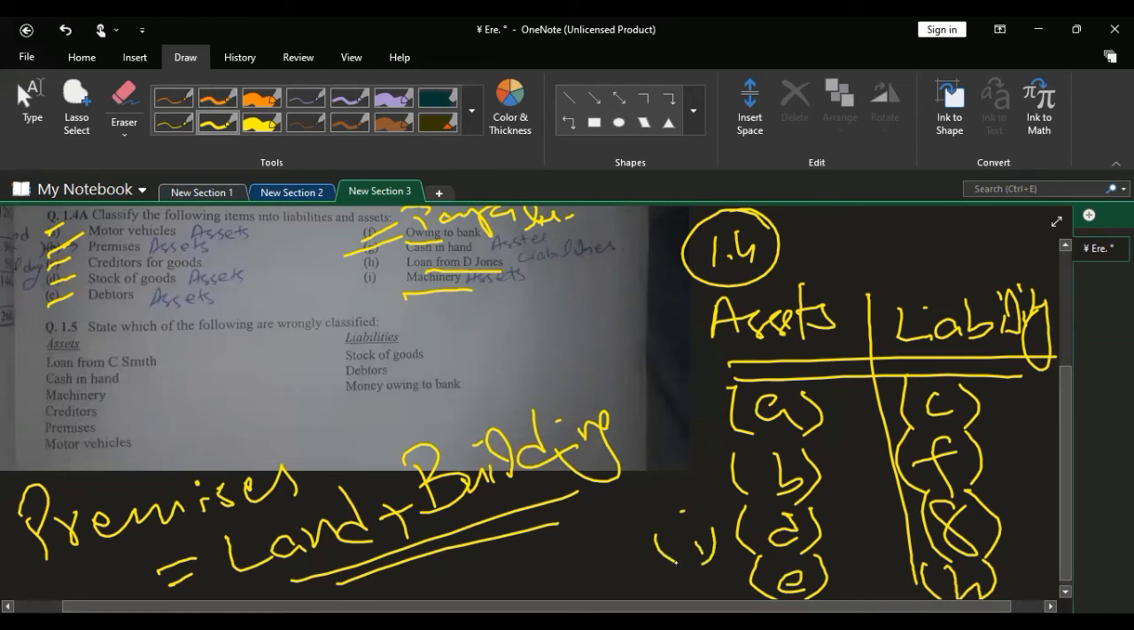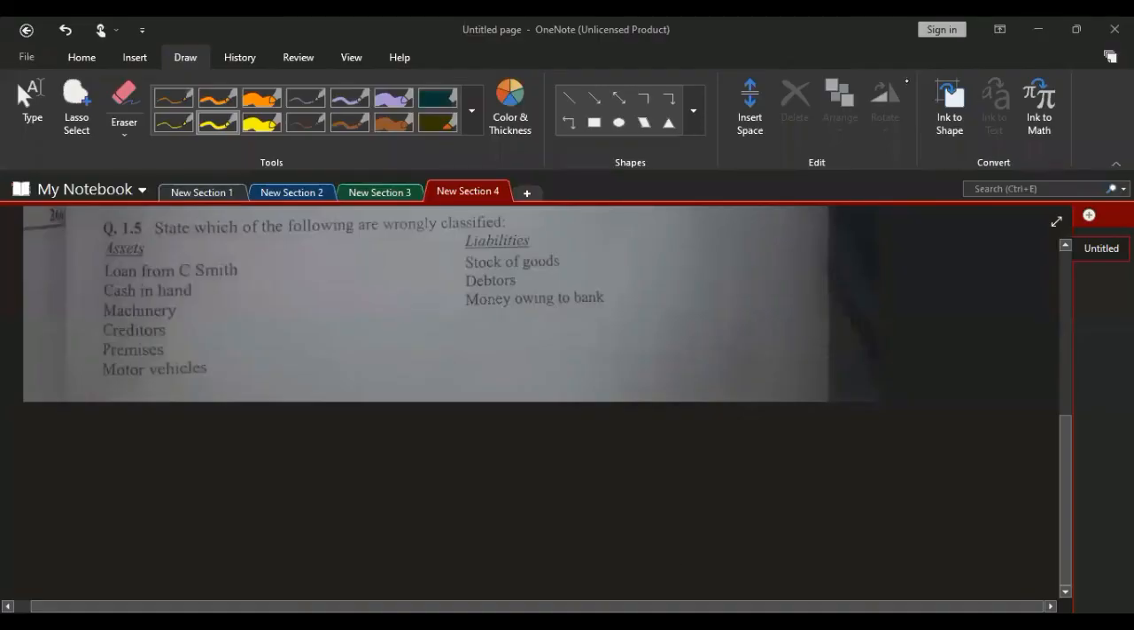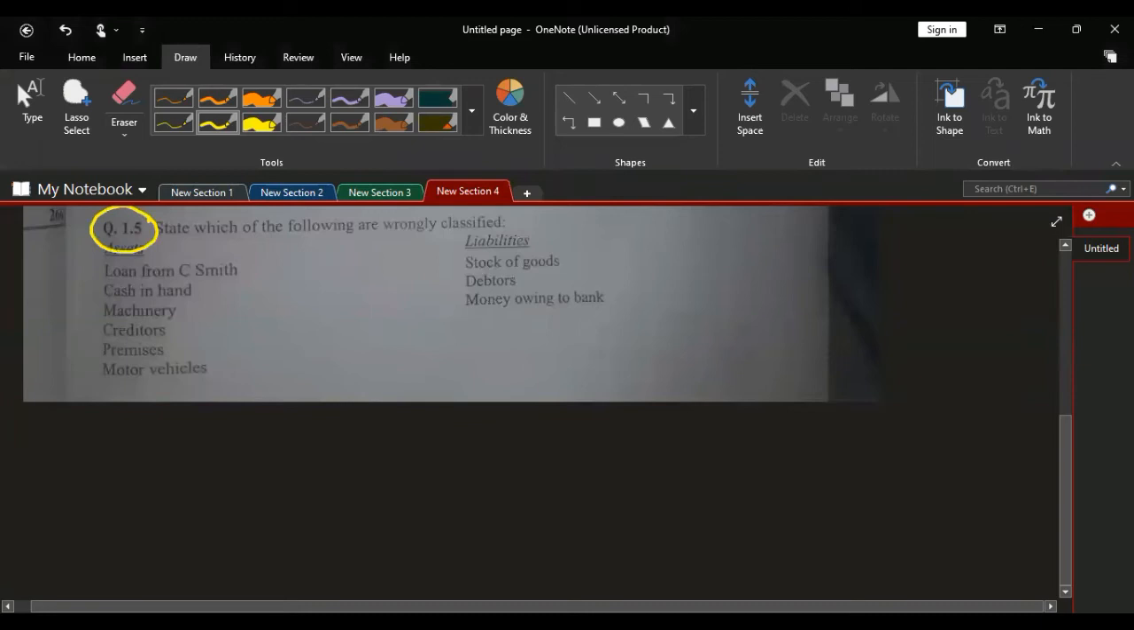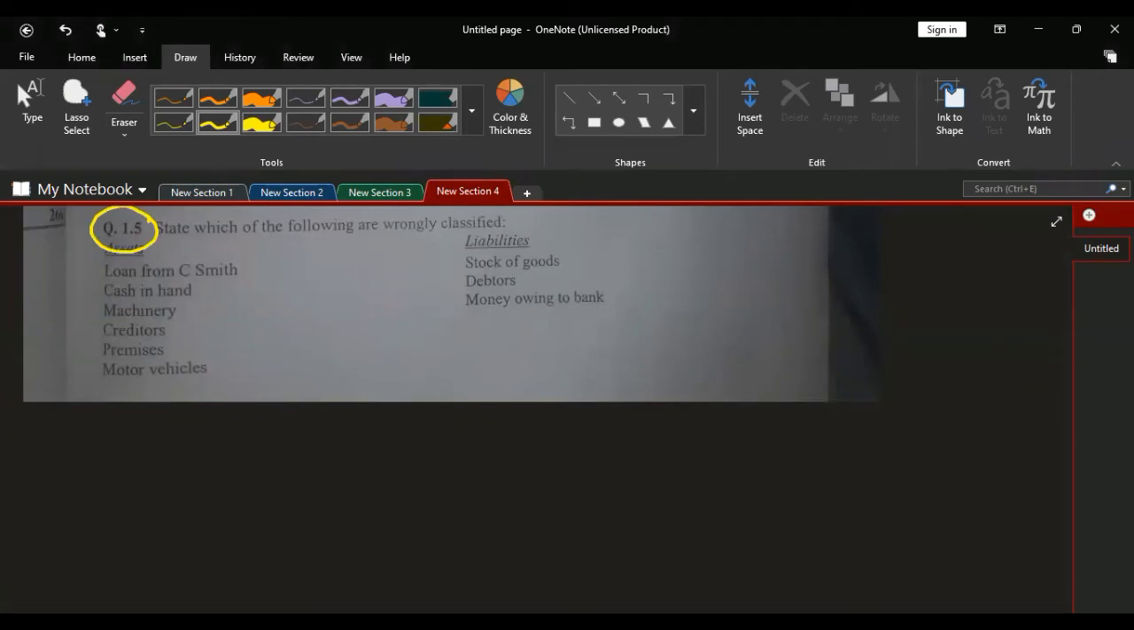Now let's move to the other example, that is 1.5. In this example 1.5, he is stating which of the following are wrongly classified. It means that some assets have been placed into liabilities and some liabilities are also placed in assets and you have to segregate them. So let's start. Loan from C. Summit. It means that a loan has been taken from C. Summit and it is a liability for our business because we have to pay this sum to C. Summit.